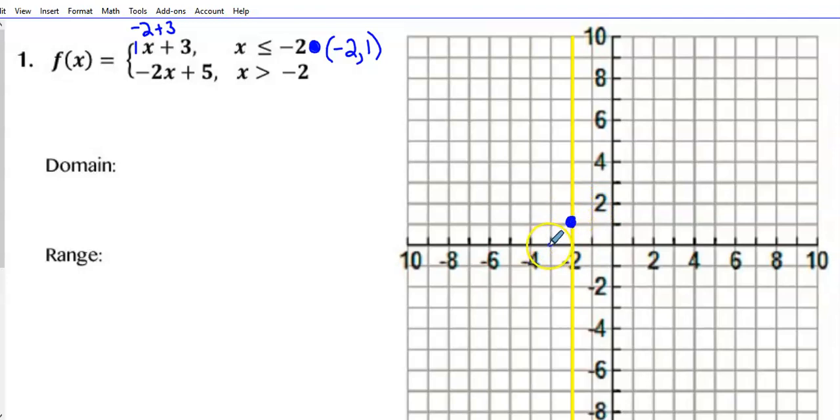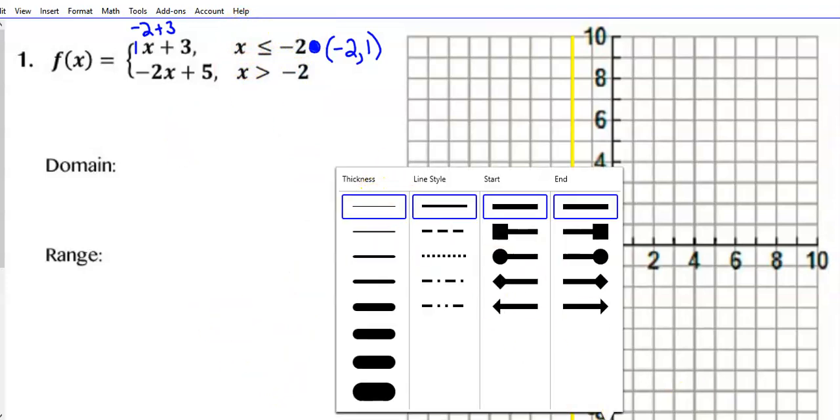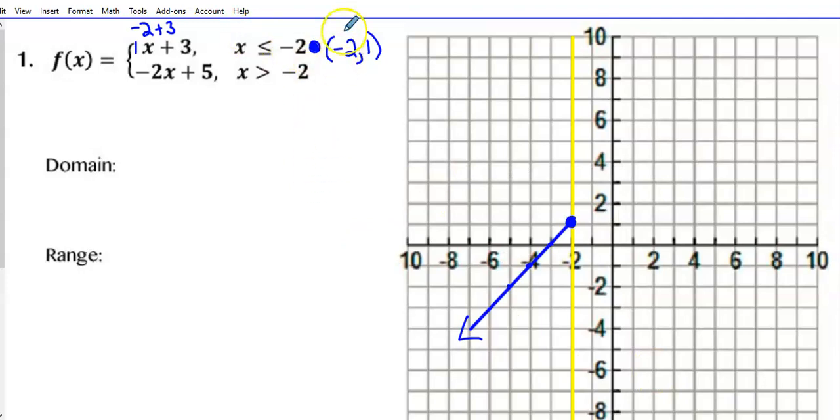So if I do that, down and to the left, I can do that as many times as I want to, and then I'll take my line tool and go from this point and make that slope and then put an arrow on the end of it. So that's the part of the graph that is x plus 3 if x is less than or equal to -2. All right, let's look at the next one. Let's use red for this one. Okay, so this time I'm going to use red.